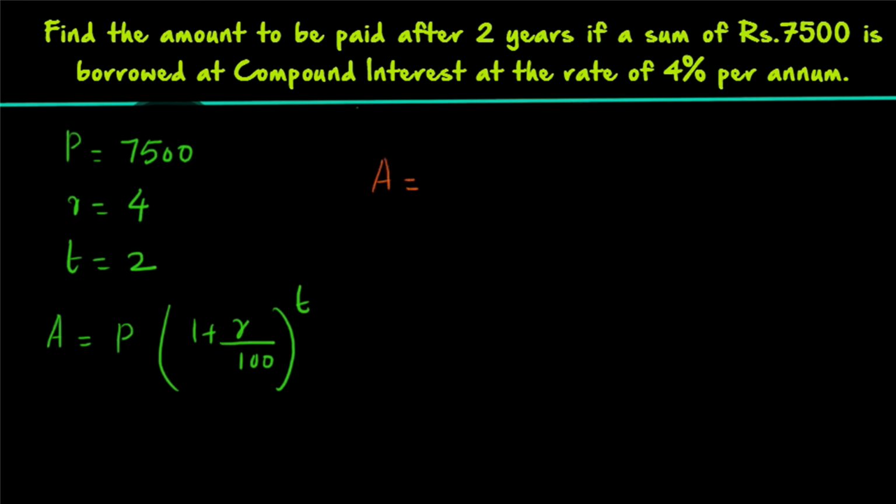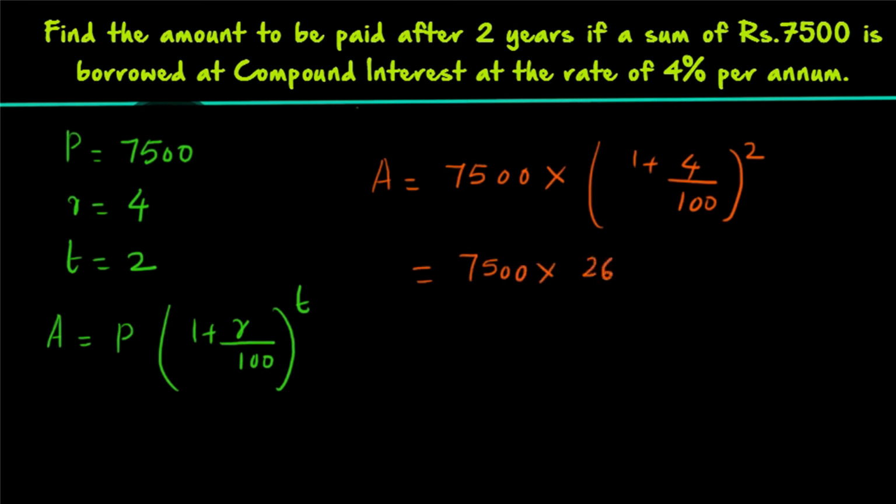So A will be equal to 7500 into 1 plus 4 by 100 the whole square. So 1 plus 4 by 100, it will be equal to 100 plus 4, 104 by 100. You can cancel out in terms of 4. So you will be getting 26 by 25. So our formula will be equal to 7500 into 26 by 25 into 26 by 25.